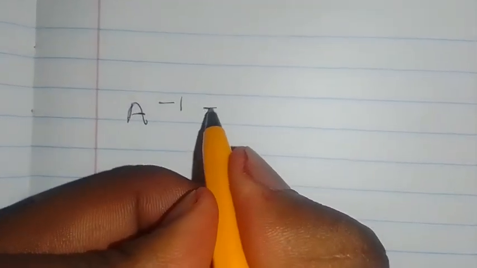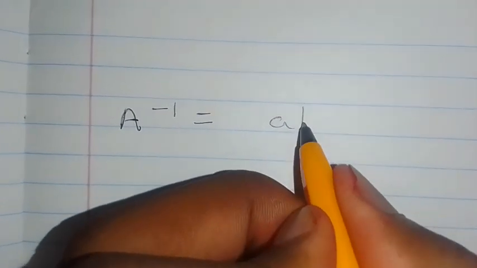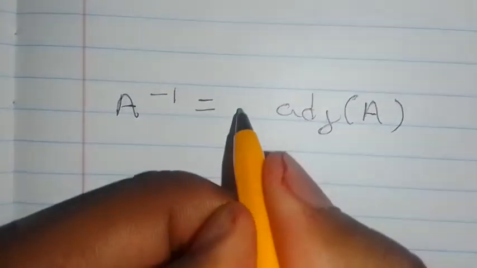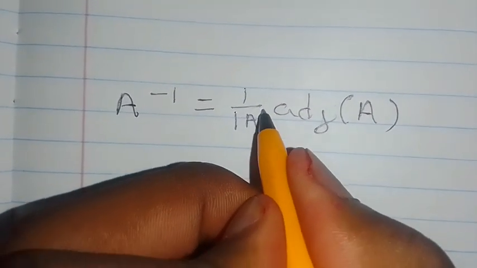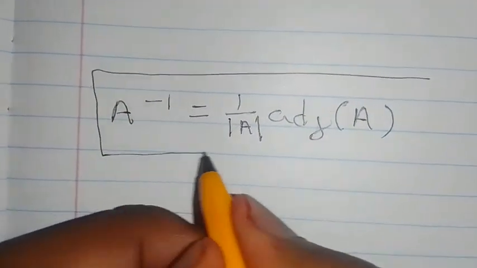In this video, I'm just going to show you how you find the inverse of a matrix by using something called an adjugate of a matrix. Then the relationship between A inverse and an adjugate will be given by this formula like this.